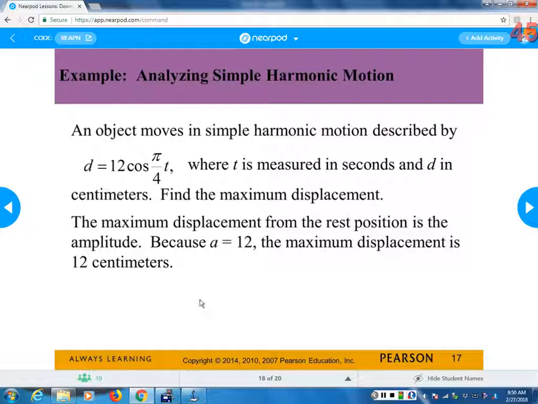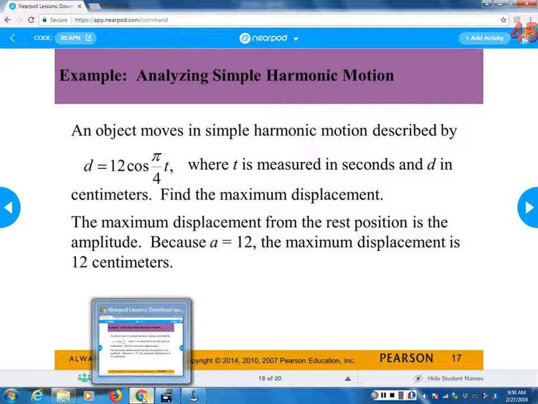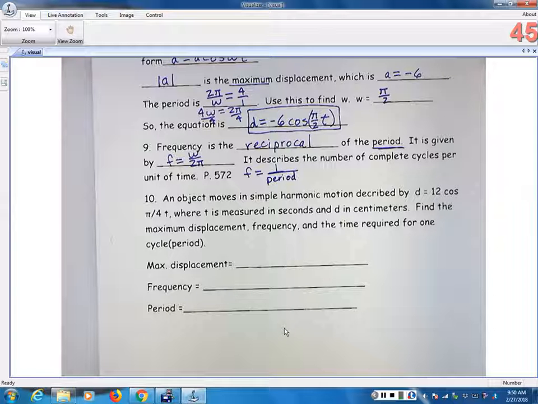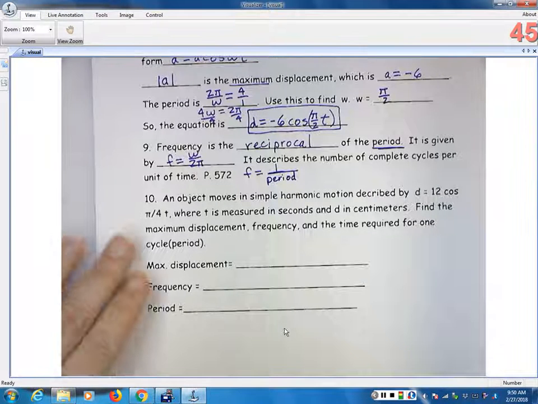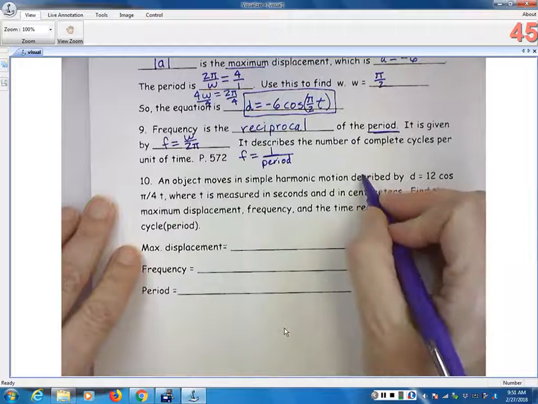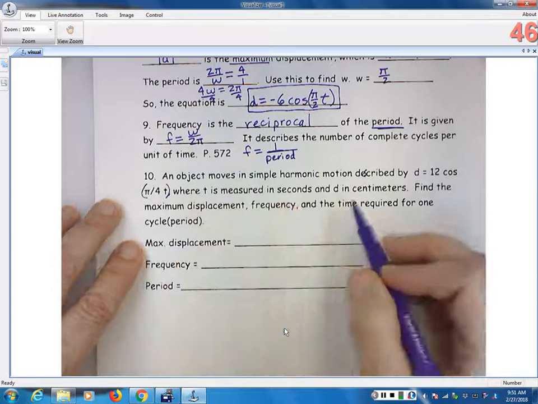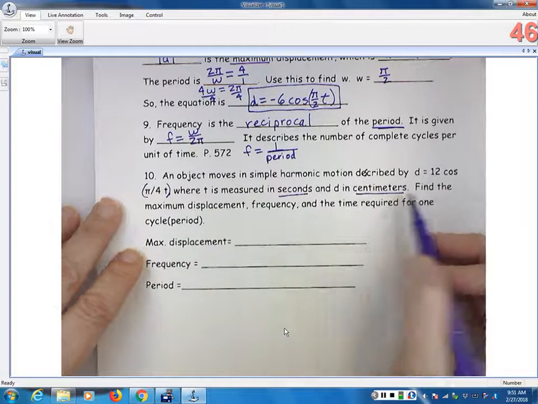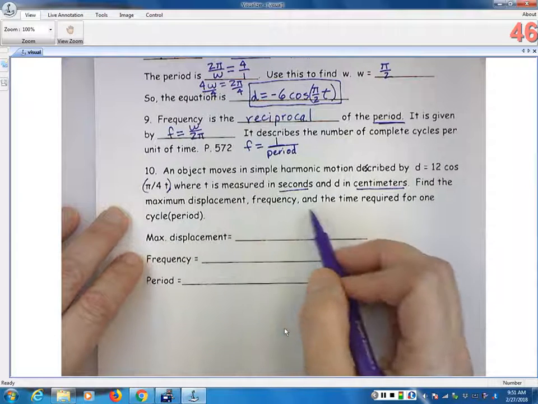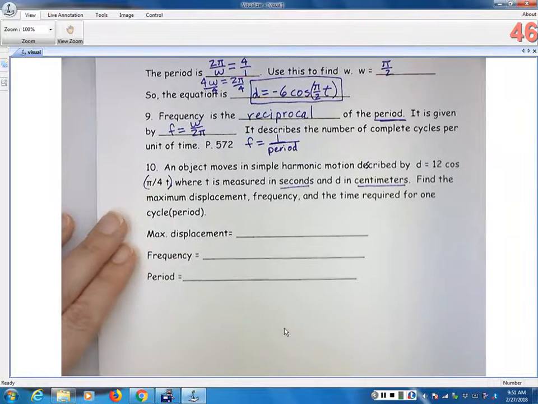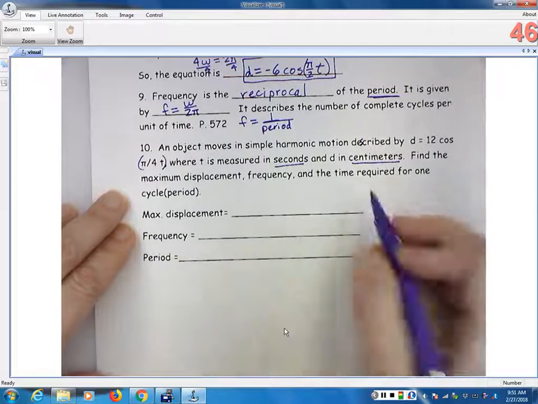And so here's another example. That's it. An object, the last example. An object moves in simple harmonic motion described by d is 12 cosine of pi over 4 times t. t is measured in seconds and d in centimeters. Find the maximum displacement, frequency, and the time required for one cycle. That's the period. Time required for one cycle is the period.